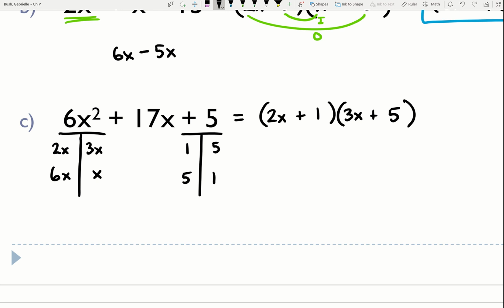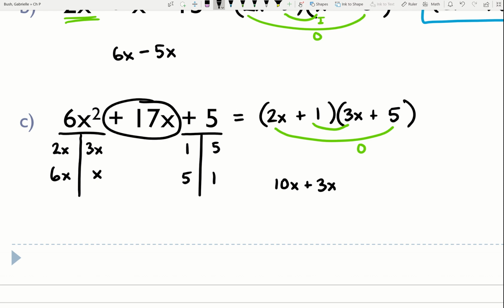What I'm immediately doing now that I've written this is I'm thinking of my I in FOIL and my O in FOIL, okay? So thinking about that, the O in FOIL here would be 2x times 5, and the I in FOIL would be 1 times 3x, okay? So doing the O in FOIL would result in a 10x, doing the I in FOIL would result in a 3x, and keep in mind what we want these to add up to. We want these to add up to that plus 17 in the middle, so we must know that we need to kind of play with the positions of what we have written here, okay?